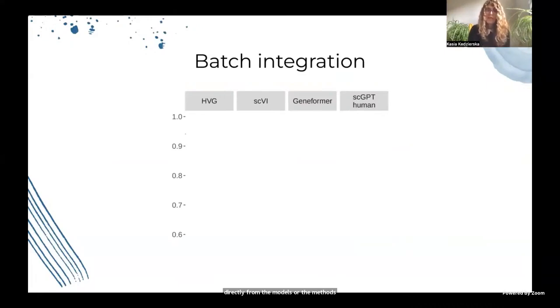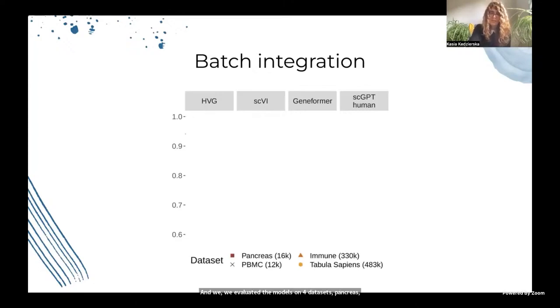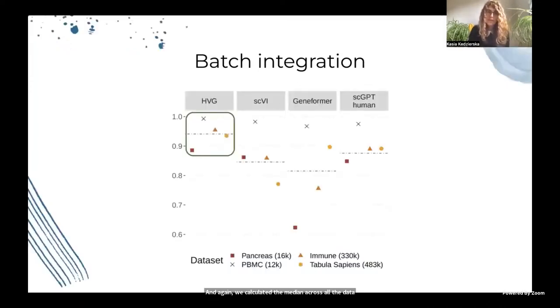Batch integration score is a modified silhouette score where the higher value would signify a better mixing of the batches. And we evaluated the models on 4 datasets: pancreas, PBMC, immune, and Tabula Sapiens. And again, we calculated the median across all the datasets with the dashed line. And the first thing we see is that highly variable genes outperform other models, especially the foundation models.